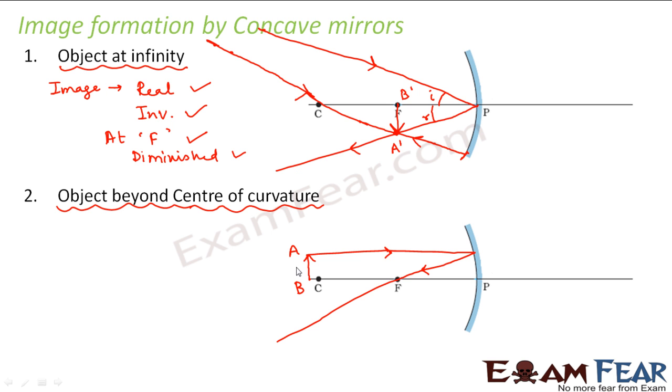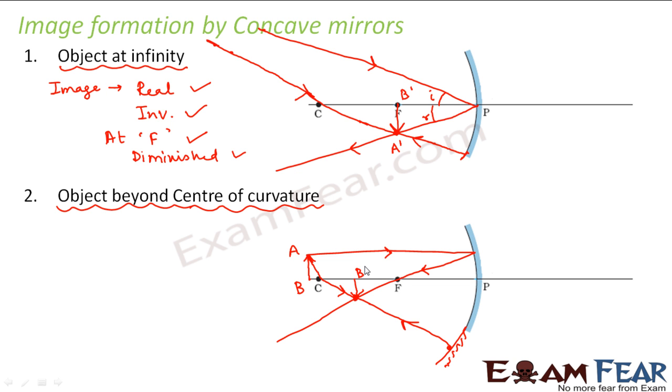Now there is another ray which passes through the center of curvature, and after reflection it traces back the center of curvature. That means there is another ray which passes through the center of curvature. Let's suppose this is my mirror, it touches the mirror, and after reflection again goes back along the same path. So these two rays again meet at this point. So therefore the image will be formed here.